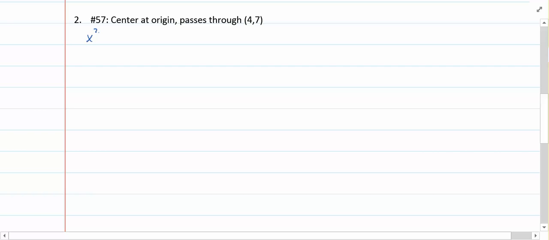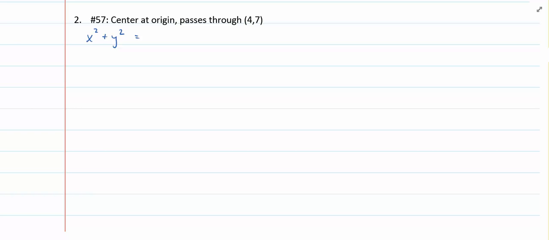Let's think of another one. Here the center of the circle is at the origin and it passes through the point (4, 7). Sometimes we have to get a little bit creative when we find our equations because our values aren't quite as obvious to us. We know that the center is at the origin, so we know the first half of our equation is going to look like x² + y², but we don't exactly know what the radius is. All that we know is that the circle goes through the point (4, 7).